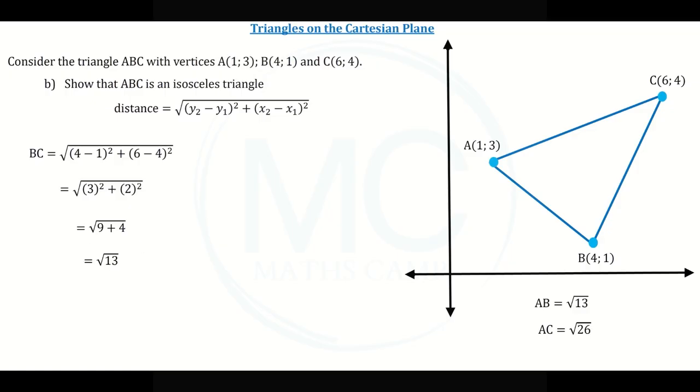Side BC has a length of square root 13 units, but so does side AB. This shows us that AB and BC have the same length. So as our answer, we say triangle ABC is an isosceles triangle because AB is equal to BC, which is equal to square root 13 units.